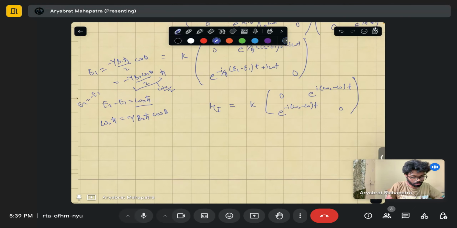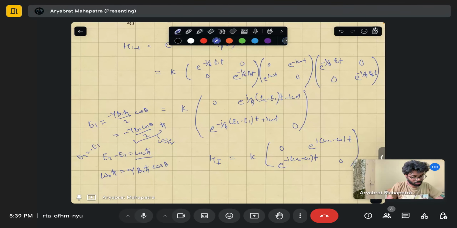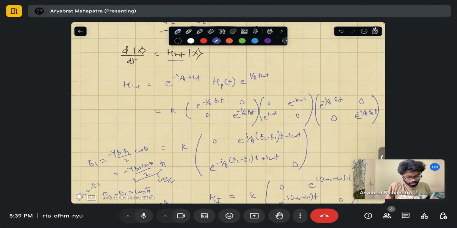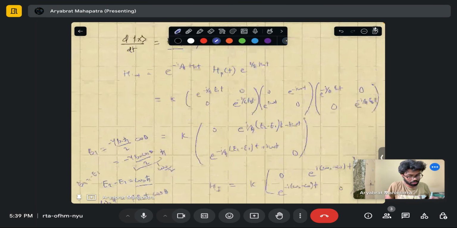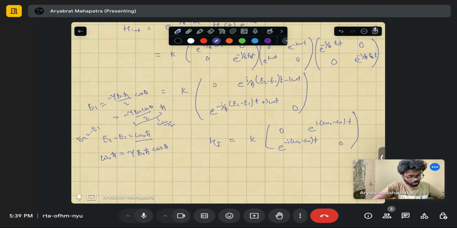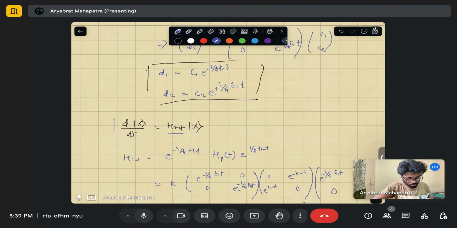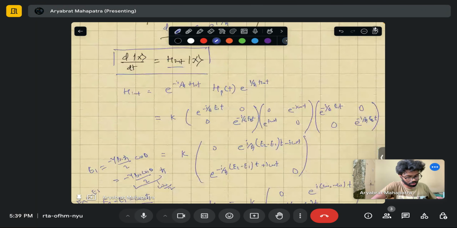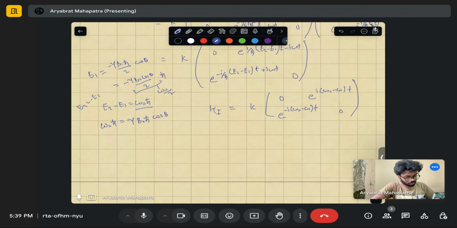Just forget about what E1 and E2 are, and try to see how we can come to this H interaction. This is how you would write the H interaction. You multiply these three matrices, and once you get this H interaction, we can put it in the Schrodinger equation. We call it the interaction picture of the Schrodinger equation, and from here we will calculate chi of t. And chi of 0 is also given, that is the up state.